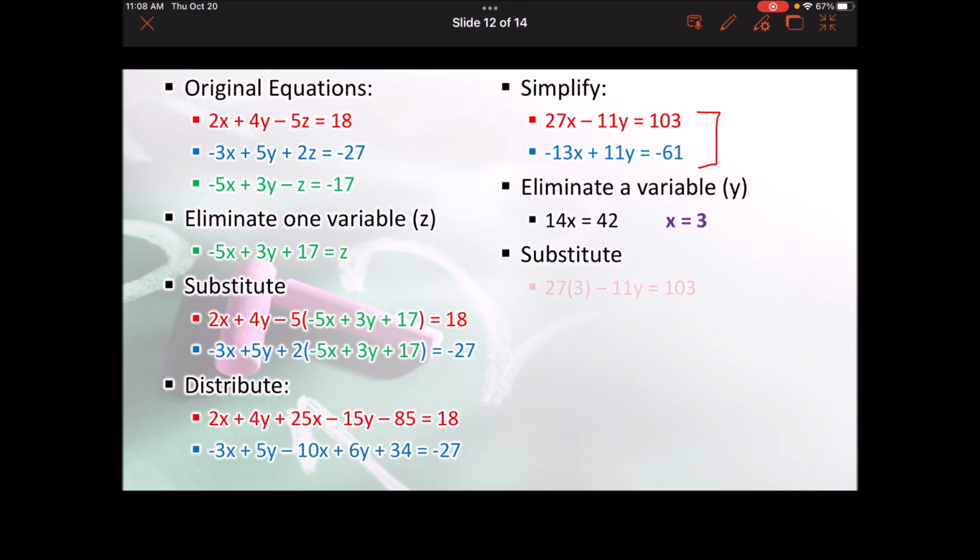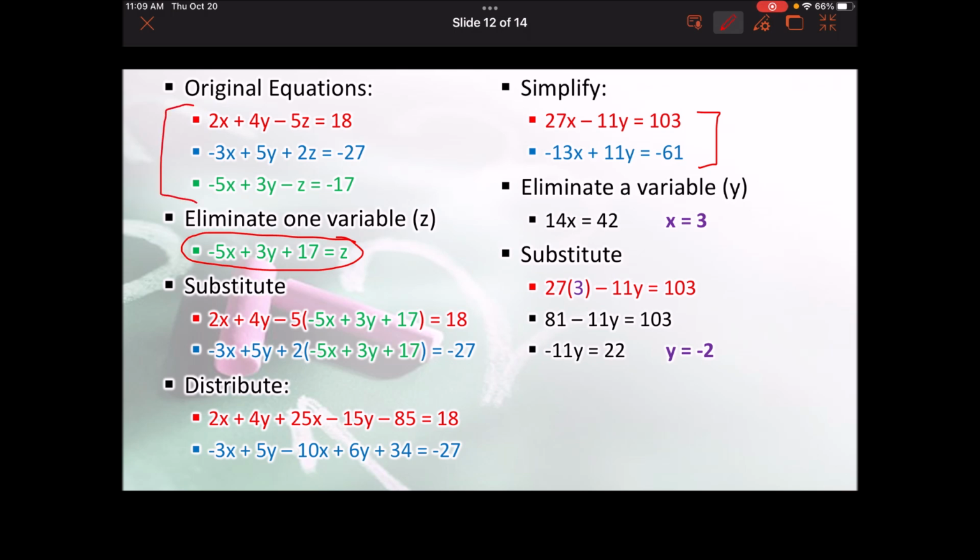After doing that, you should have 81 minus 11y is equal to 103. Subtracting 81 from both sides and then dividing both sides by negative 11, you get y is equal to negative 2. You've now solved for two of your variables. What you can do now is use this equation that you solved for z and substitute in your x and your y value, or you can go up to one of your original equations and substitute in your x and your y value in those equations to solve for z.